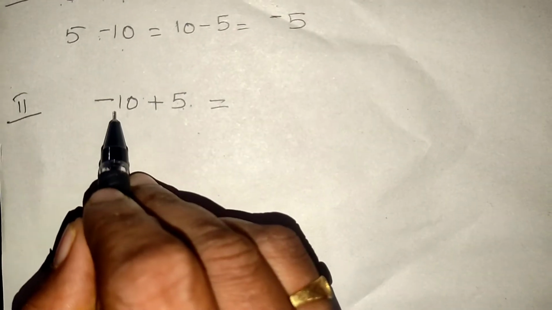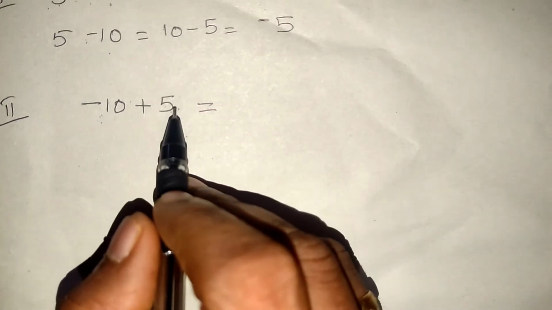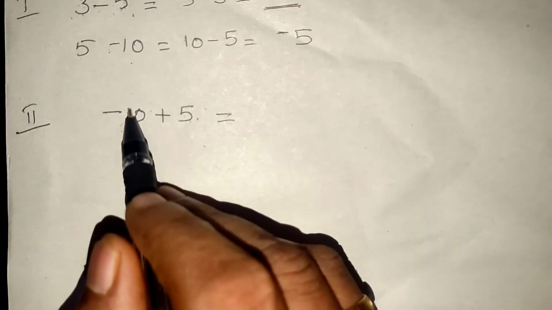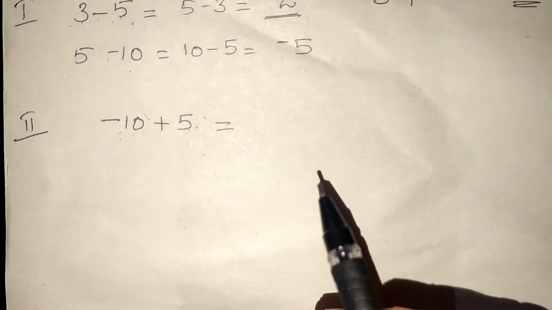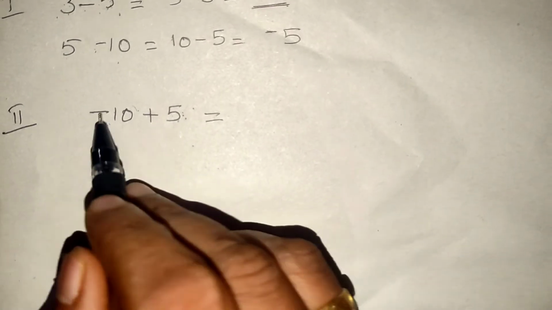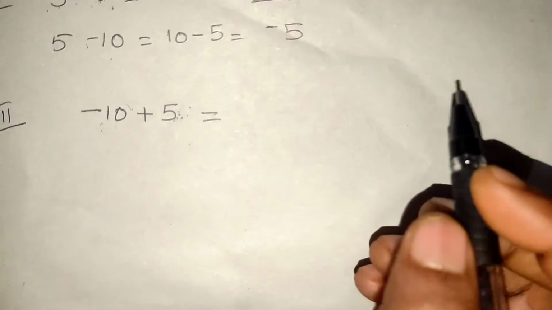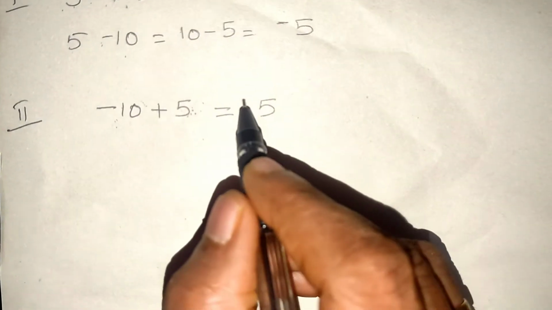So here negative 10 is bigger and 5 is smaller. Negative 10 is not bigger than 5, but in numerical value without signs, 10 is bigger than 5, right? So if two numbers have different signs, find their difference. What is the difference between 10 and 5? The difference is 5, and the larger one's sign is negative. So the answer is negative 5.